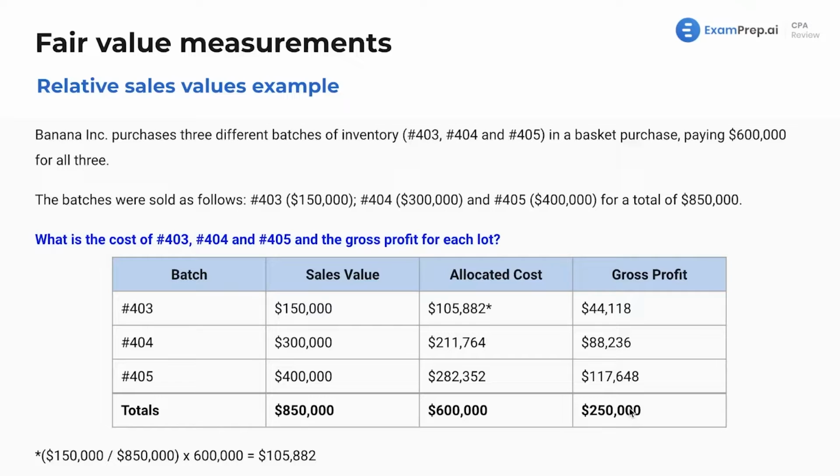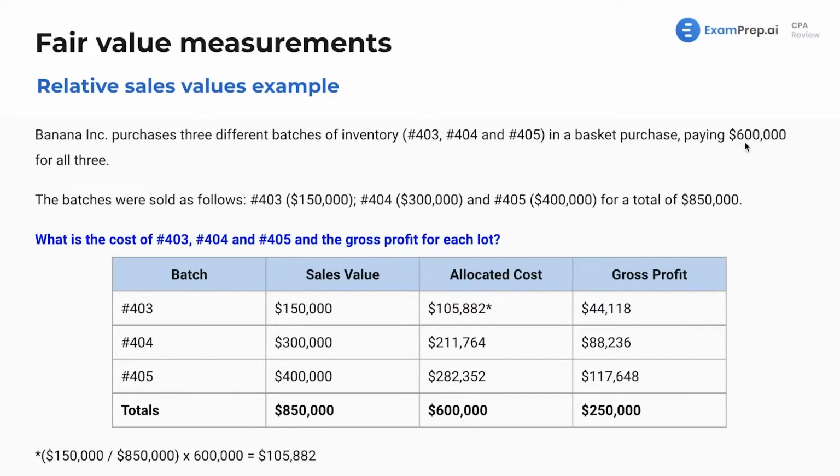That's great. That's wonderful. But what's the cost assigned to each of these here? Well, that is interesting. We are basically going to allocate that based on the sales value. So if we made $150 on 403, we're going to do $150 divided by $850, right? That's the total sales value. Basically, what's the cost driver? In this case, what can we actually allocate it to?